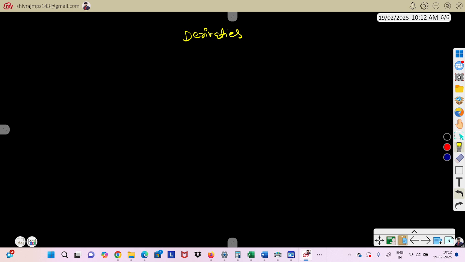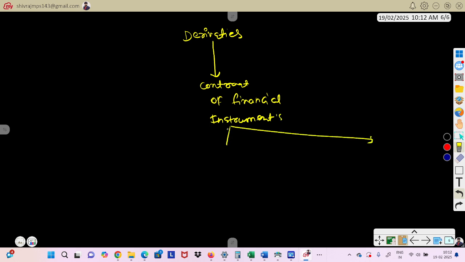If I talk about derivatives in simple terms, it means it's a contract of financial instruments. Now instruments could be anything. Anything means wherever you see the opportunity of making some gain out of it, you can call it assets or instruments, I would say.